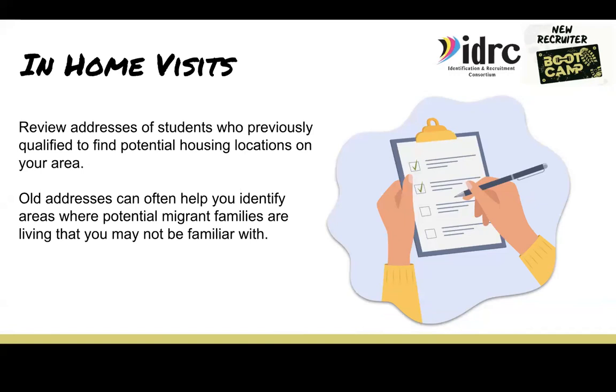When you have those old addresses, you can look and try to find patterns. Are there groups of places where people have lived regularly over the last 5 years? Are there any places where people might have used to live, but they're not living anymore, that you can go and check? Old addresses can oftentimes really help you identify those areas of town where migrant families may be living that you might not be familiar with.